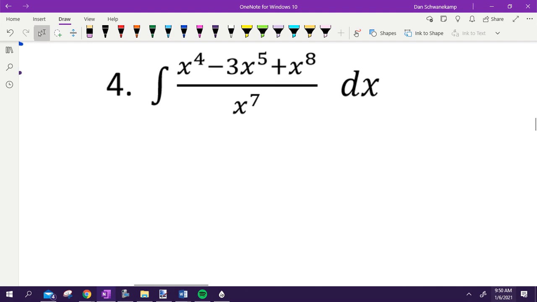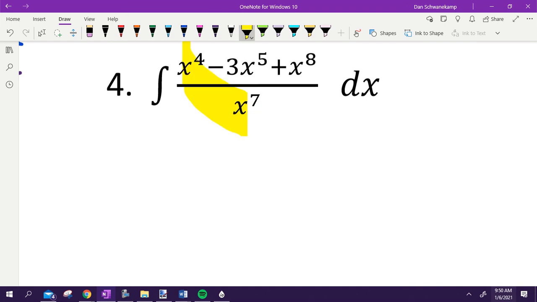Number 4. At first glance, number 4 is ugly. We don't like fractions. There's x's all over the place. That's rough. But again, by rewriting stuff, it's going to make the problem a lot easier. So that's what we're going to do here. This is something we did a little bit first semester, not a ton. But we're going to do something called splitting the fraction. You can do this because there's just one thing in the denominator. Since there's just an x to the 7th in the denominator, you can split it.